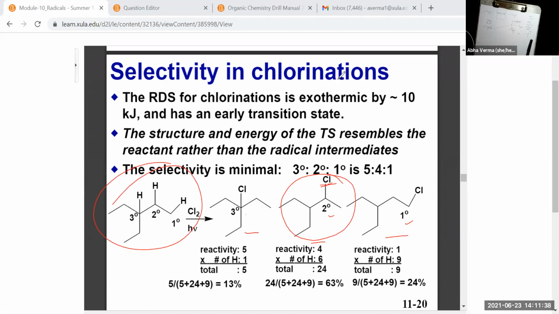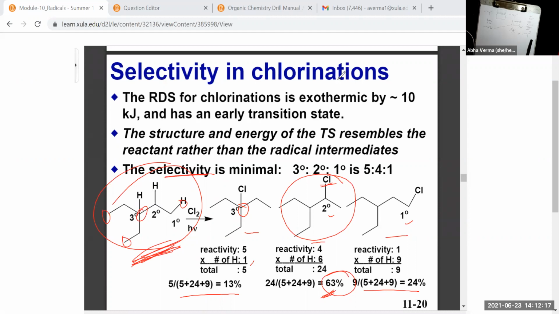Similarly, there are 9 primary hydrogens on the structure, and all of them can be replaced by chlorine. There is only 1 tertiary hydrogen on this structure. So there is only going to be 1 kind of structure here. So if you look at the probabilities, it is the secondary site that would have more probability of chlorinating in this particular structure.